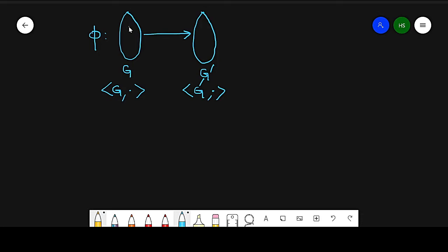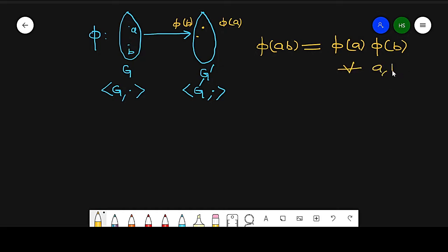So what we get at this point is A, this point is B. So what is the image of this A, which is phi A, and this point which is phi B, the image of B. Now homomorphism means phi of AB is equal to phi A into phi B. So this is for every A, B belonging to G. So this mapping is called a homomorphism. This is a very important mapping, homomorphism. So remember this homomorphism.